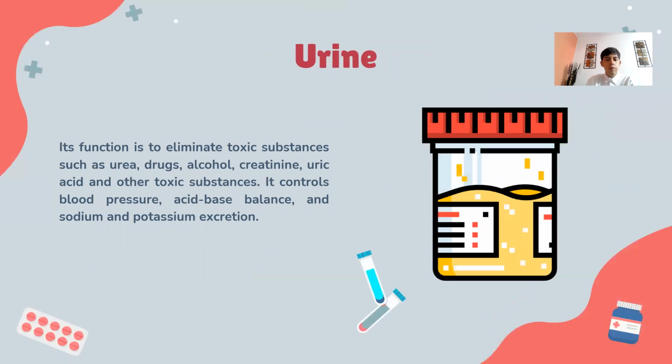The urine. Its function is to eliminate toxic substances such as urea, drugs, alcohol, creatinine, uric acid, and other toxic substances from the body. And it controls blood pressure, acid-base balance, and sodium and potassium excretion.